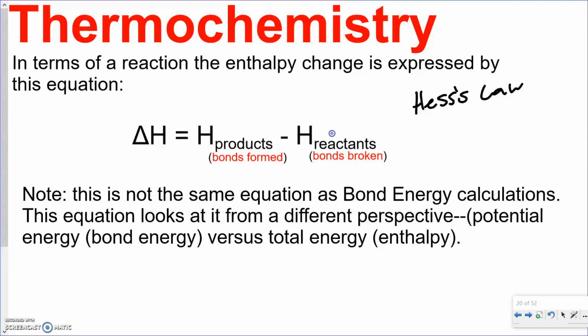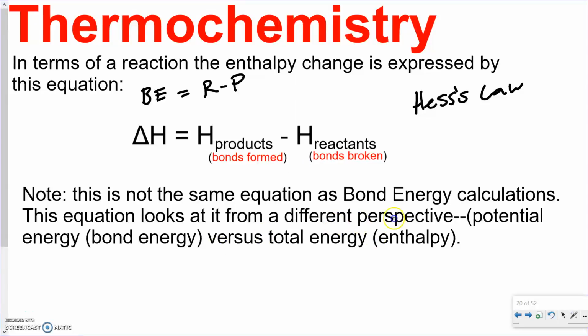Calculating for delta H in this way is going from products to reactants, products minus reactants, versus our bond energy equation, which I know this can be a little bit confusing and I apologize. Our bond energy is reactants minus products. Delta H using Hess's law is products minus reactants, and I'll show you why in just a minute.